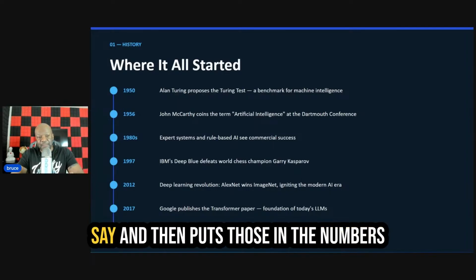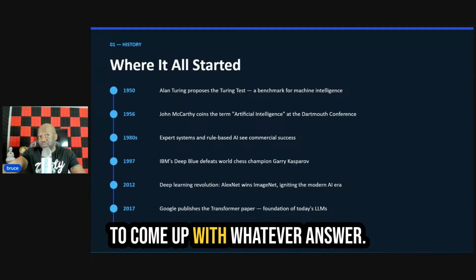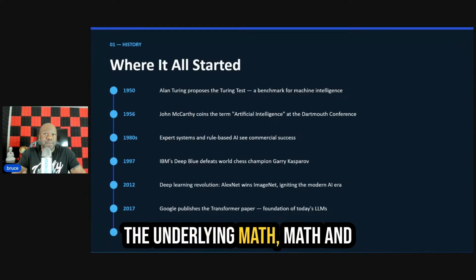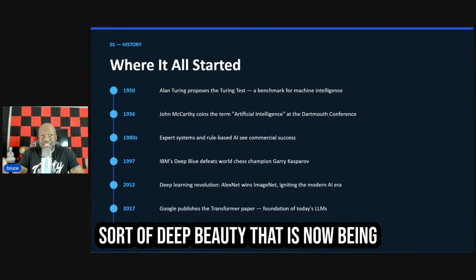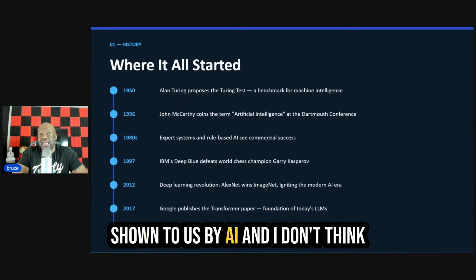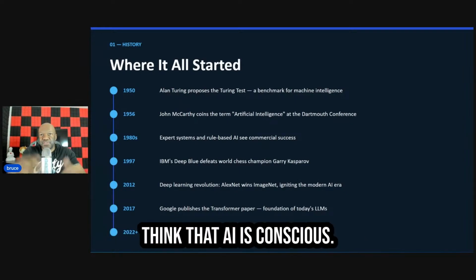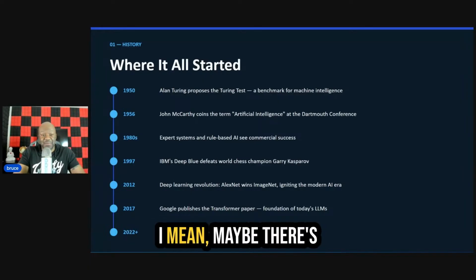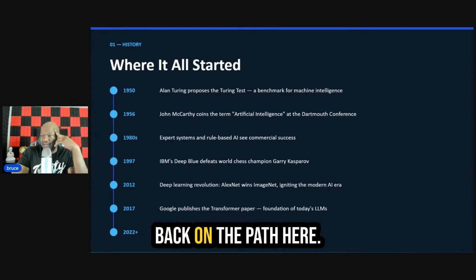It translates what you say and then puts those in the numbers, and then uses math to come up with whatever answer. If you think about it, that means the underlying math and numbers themselves have some sort of deep beauty that is now being shown to us by AI. And I don't think people appreciate that part of it. They'd rather just think that AI is conscious. Maybe the math behind it has some sort of consciousness. I mean, maybe there's something deeper behind it. Anyway, let's get it back on the path here.